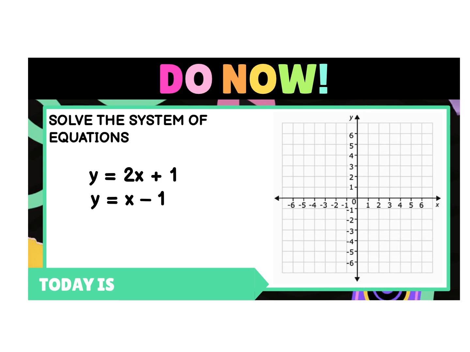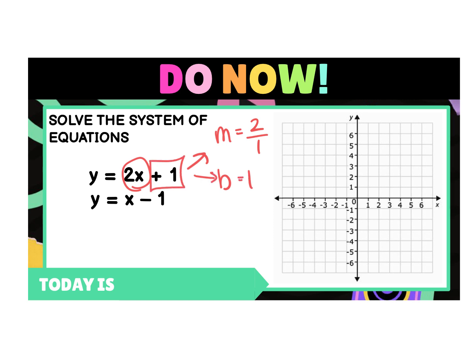Alright, so the directions say solve the system of equations. I didn't give the space for the m and the b, but we know we should be finding our m and our b for each equation. So for this equation, our m we know would be 2 over 1, and the b would be our plus 1, or positive 1.